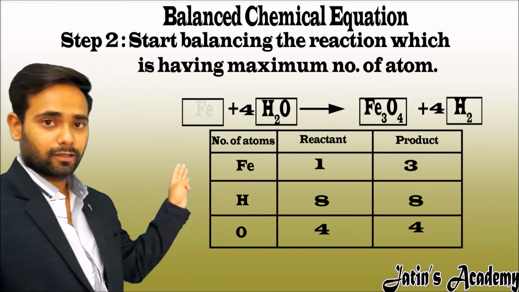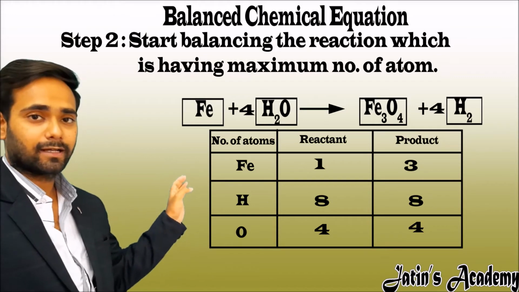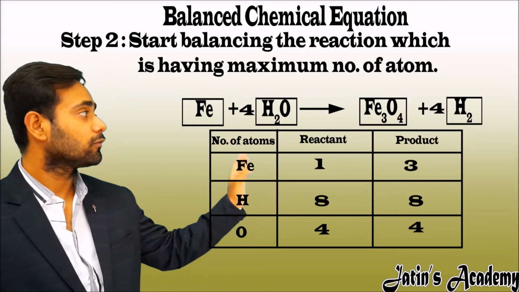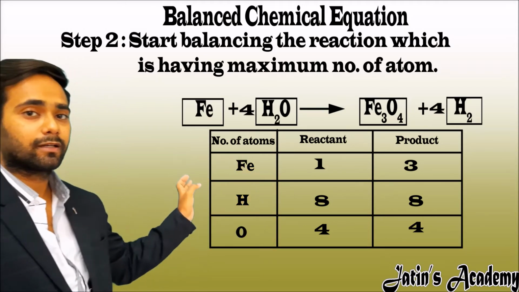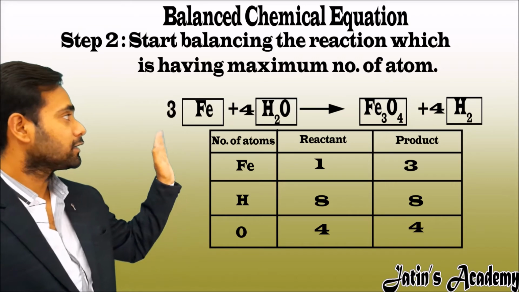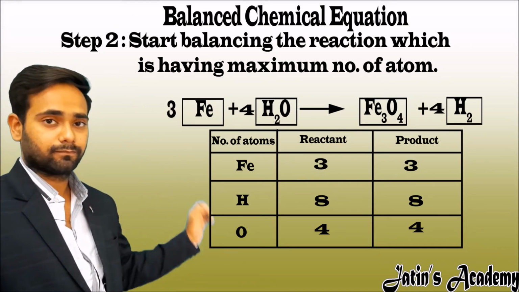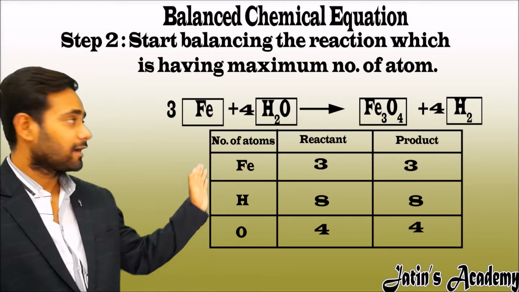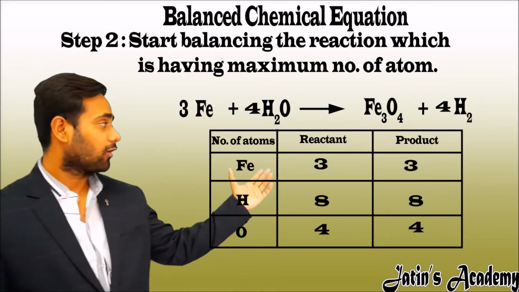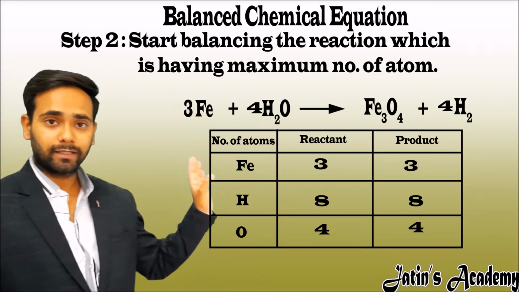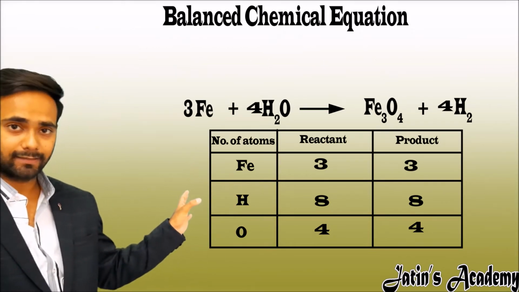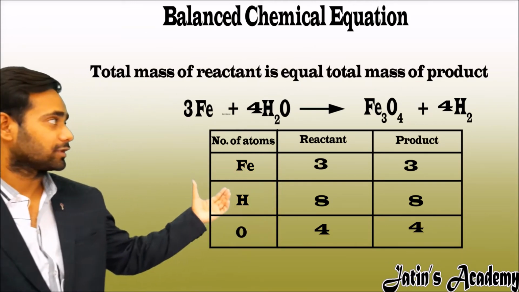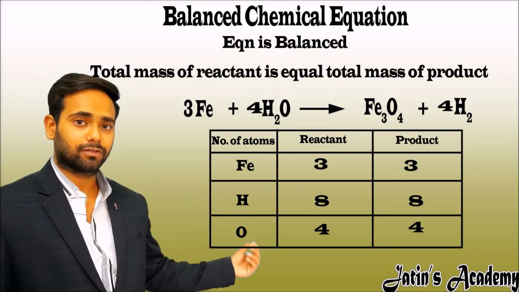But now see the Fe. On the reactant side, Fe is 1 atom and on the product side, Fe is 3 atoms. So we have to multiply by 3 on the reactant side. So multiply the 3 outside the box of the Fe atom. Now you can see the number of atoms on the reactant side and the product side are all equal. So it means the mass of the reactant side and the total mass on the product side are equal. So our equation is balanced and follows the law of conservation of mass.